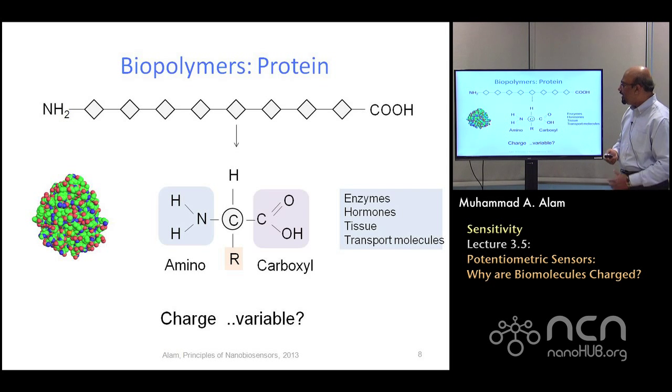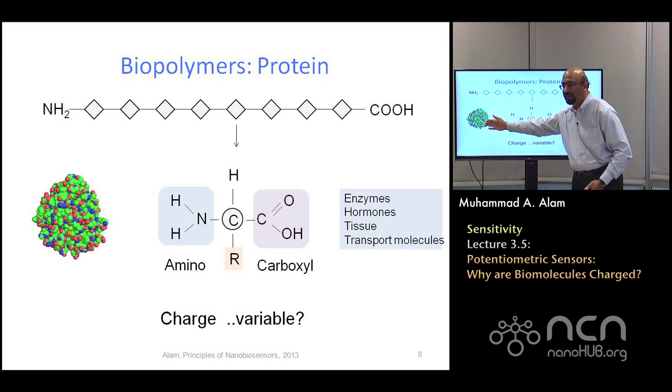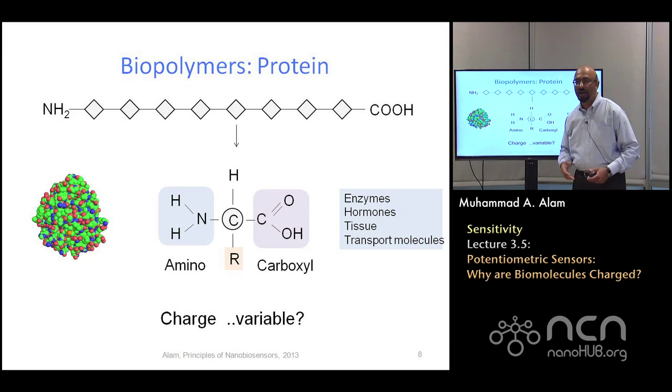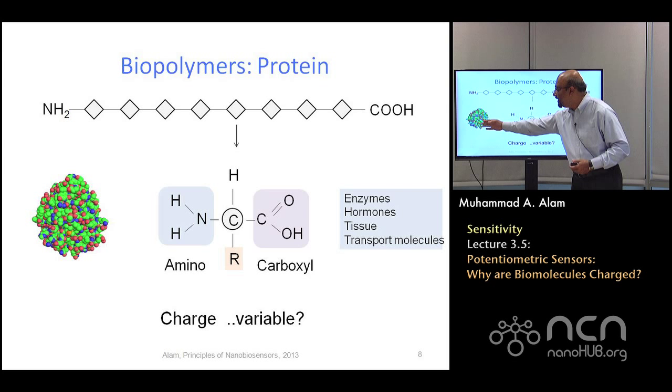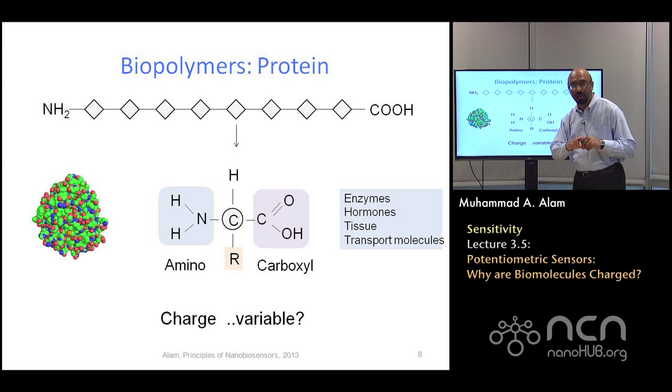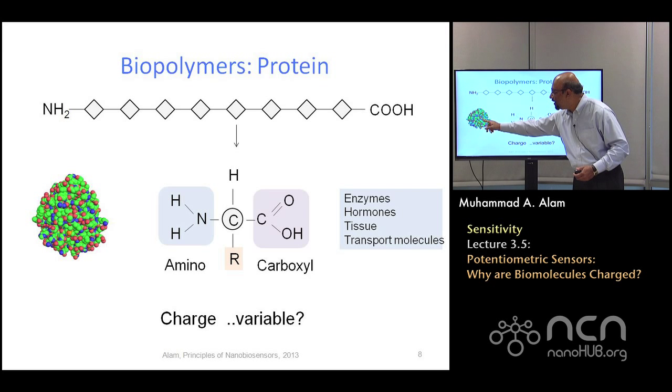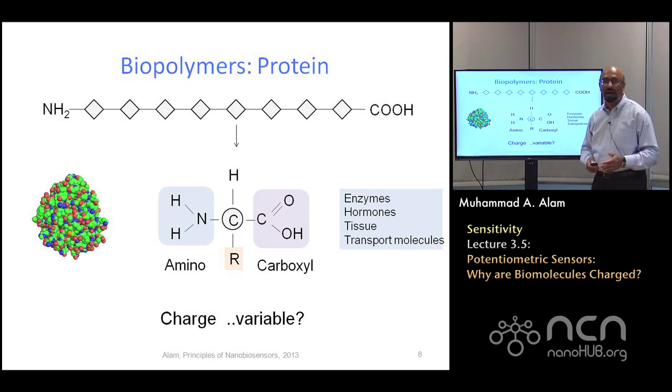How do you calculate it? Let's take a prostate-specific antigen. Remember, this is the biomarker that shows up as an early indicator of prostate cancer. So if we can detect it in blood, that will be very good. And we want to detect it by a potentiometric sensor. So we need to calculate the charge associated with it. Remember, there will be 20 different colors in this biomolecule, which will give its charge.